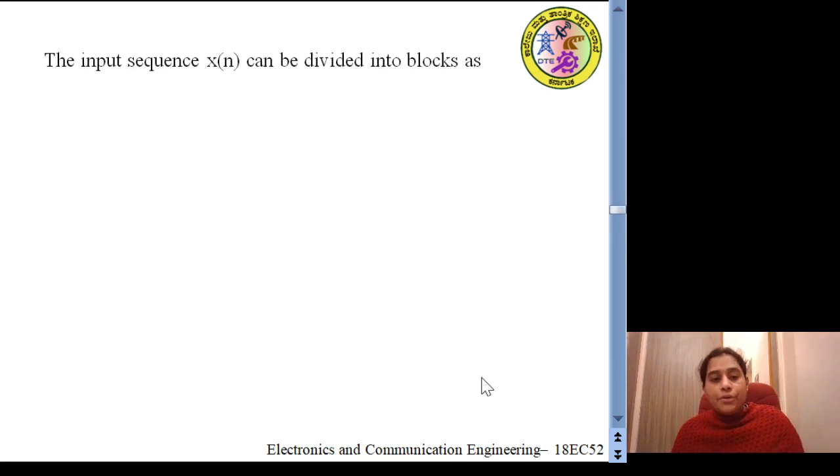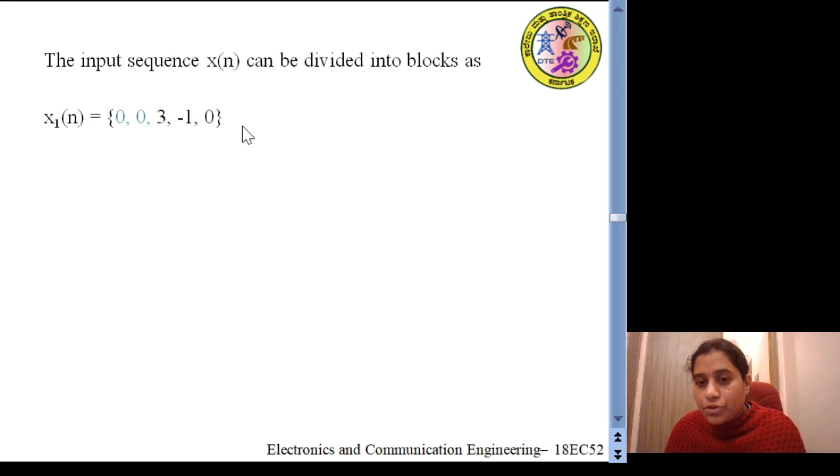So now we have to divide the given input into a number of blocks. See, first M minus 1, that is 3 minus 1 samples, are to be appended as zeros for the first block. Then we are going to take the samples from x of n. x2 of n will be having M minus 1, that means the last two values to be repeated as the first two samples of the next block.